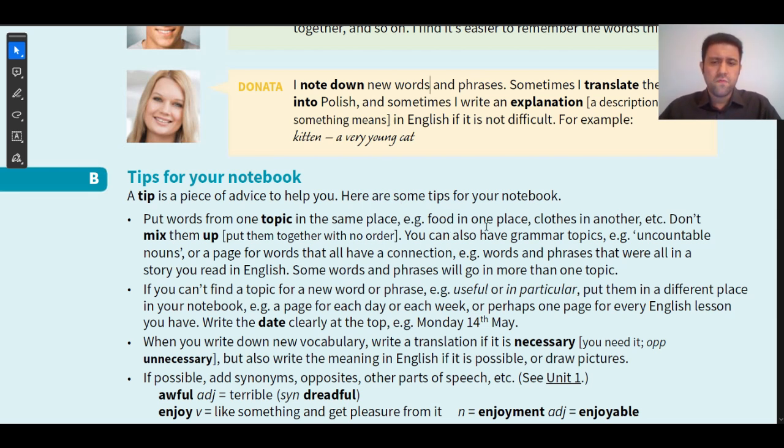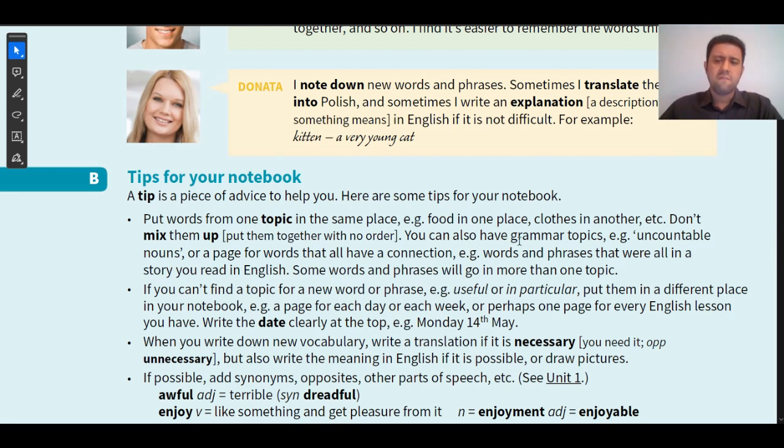As an example, food in one place, clothes in another, etc. Don't mix them up. Mix them up means to put something together with no order. As an example, when you want to make a salad, you mix different items up. You mix lettuce with cucumber, with tomato and other kinds of vegetable.